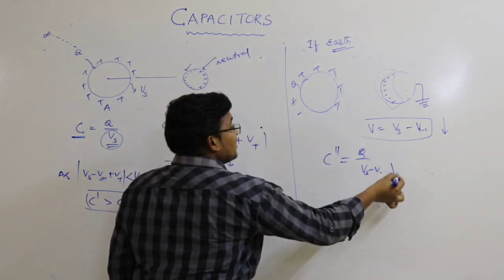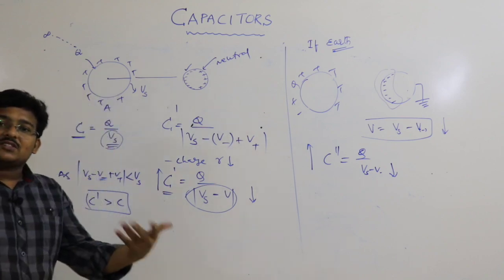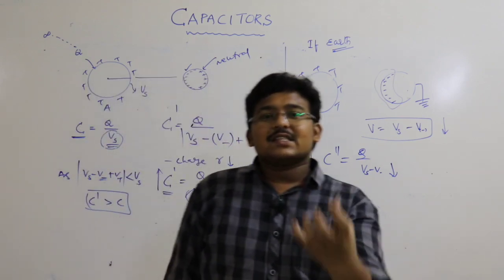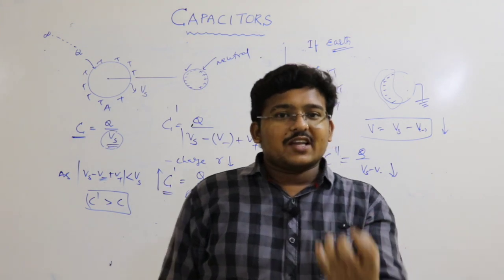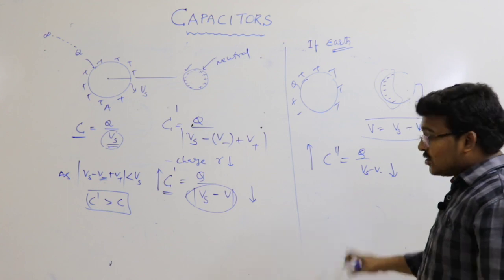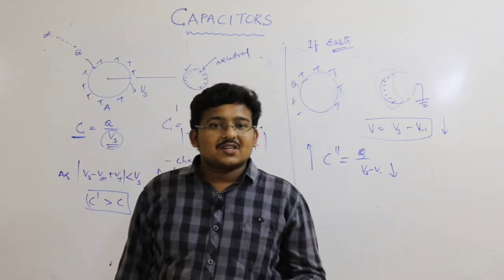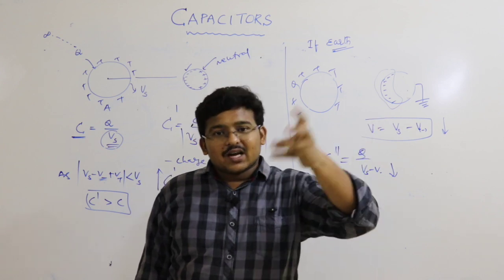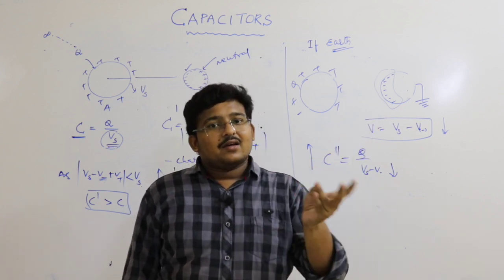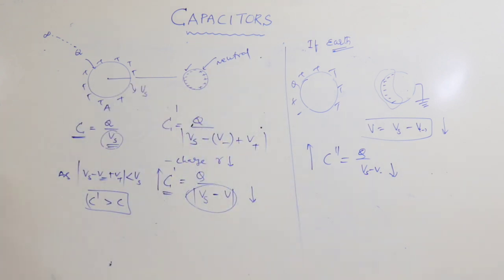So as it decreases further, it can increase further. Now what happens to capacitance? We are decreasing the voltage, we are decreasing the potential, so the capacitance increases. So this is the method of increasing the capacitance by placing a neutral conductor nearby and making an earthing connection to the neutral conductor. This is how to increase the capacitance of the capacitor.